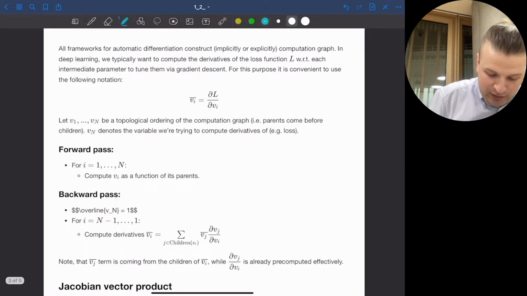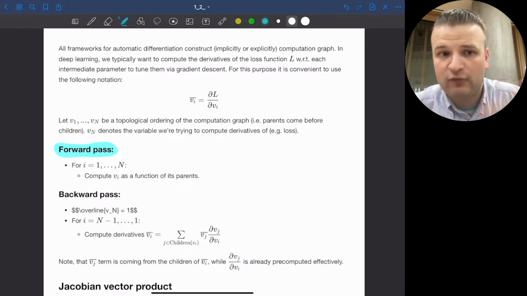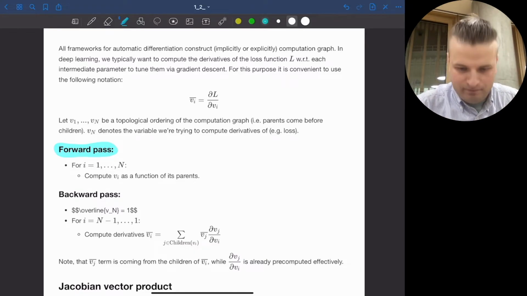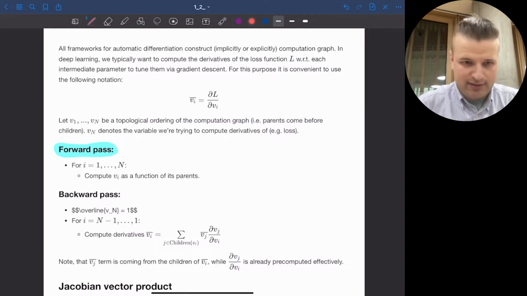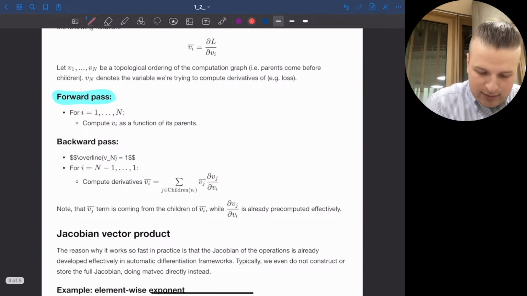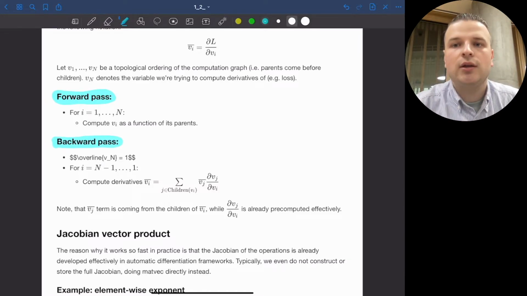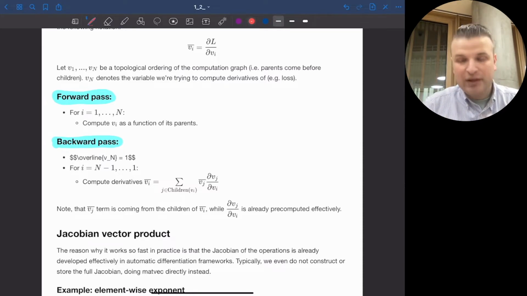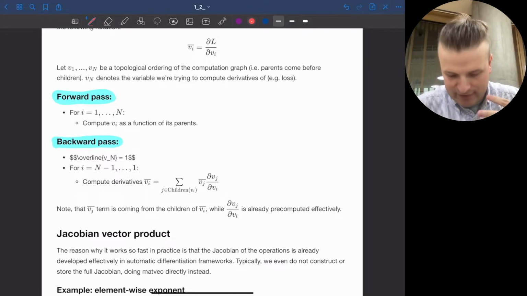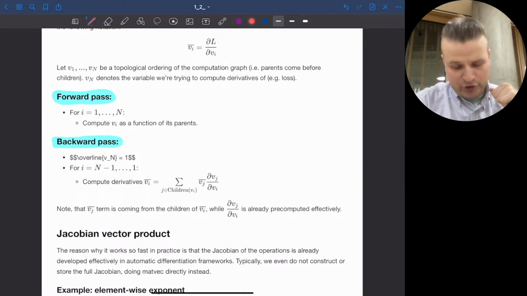So we're just computing all nodes as a function of its parents for each node. And that's pretty reasonable, pretty understandable here. That is the forward pass. What about the backward pass? During the backward pass, we're starting with Vn, the last node here, and we compute all the derivatives which are needed to propagate to the very beginning of our computational graph.